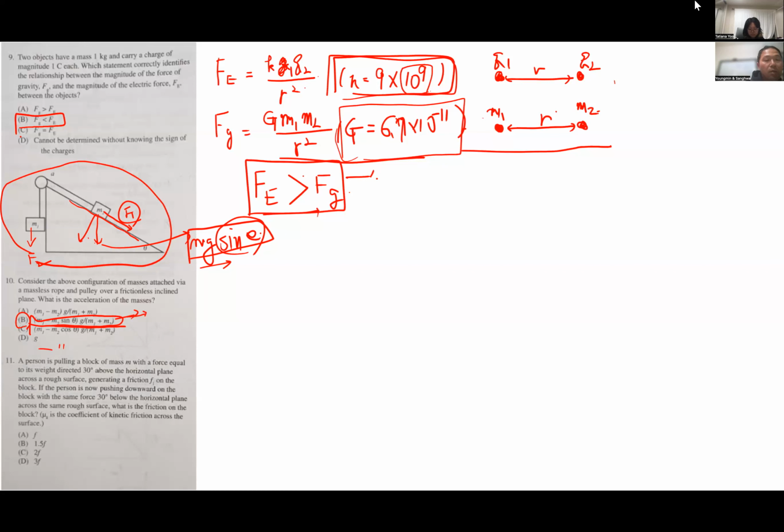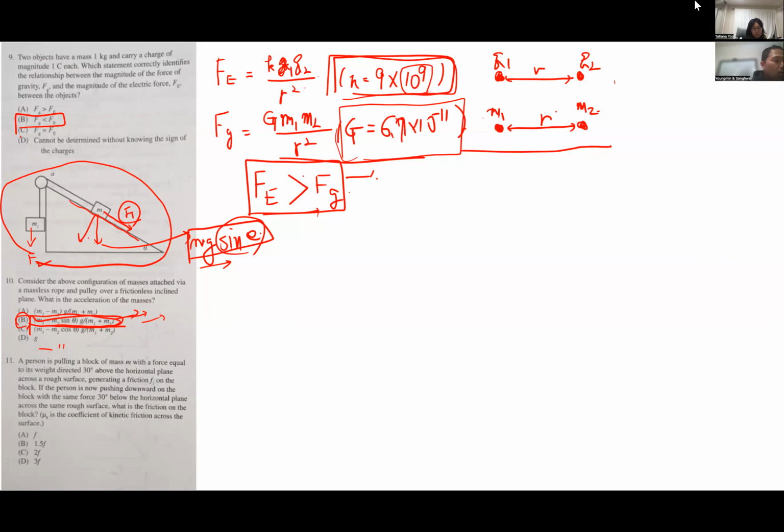You can explicitly solve the whole problem more systematically, but with multiple choices, you don't have to waste your time. Once you select the answer, just move on to the next one.